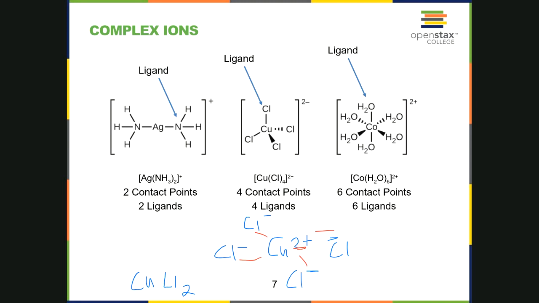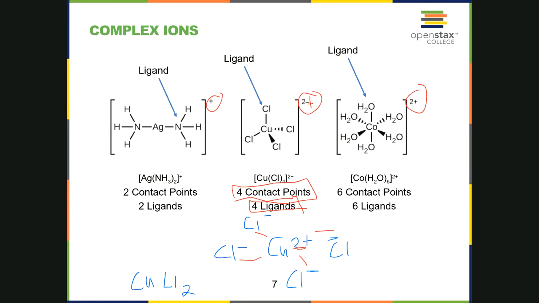Now when you're done, notice that this still has a charge. I'm sorry, there's a typo there. It should be 2 positive, not 2 negative. In fact, all of these have charges because they are actually ions. But the reason why you have 4 chlorides or 4 ligands is because you can fit in there 4 contact points around the copper.